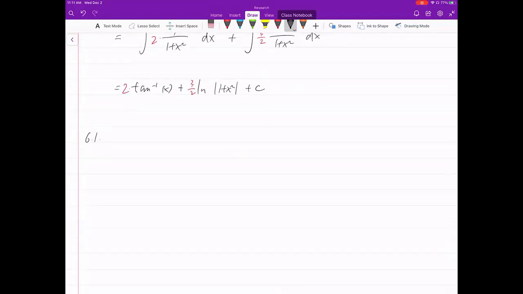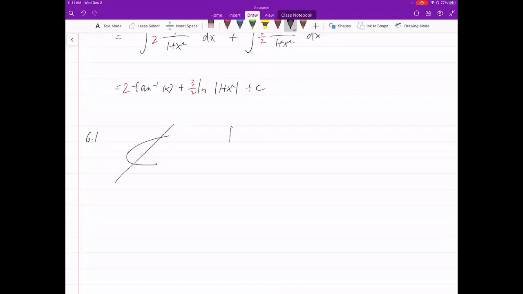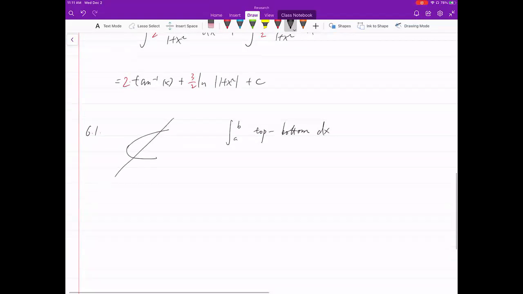6.1 basically is over. We were talking about how to find the area between two curves. We have two possibilities. We can take a to b and do dx. We use the top minus the bottom. That corresponds to cutting everything this way, and you have small vertical rectangles with delta x, and the height is f minus g.